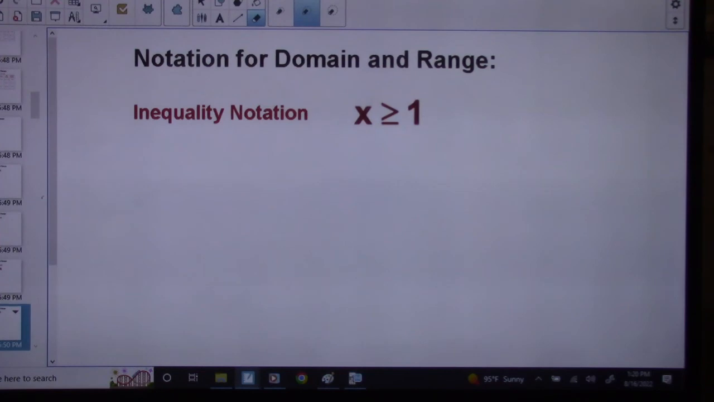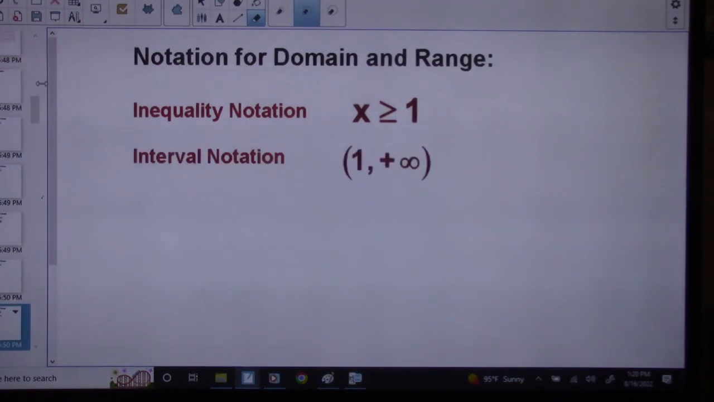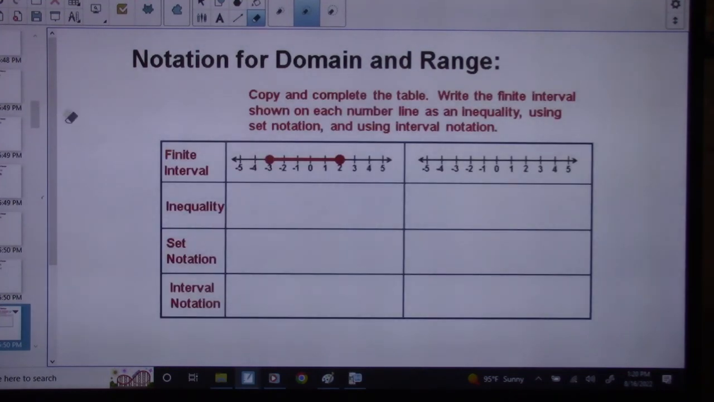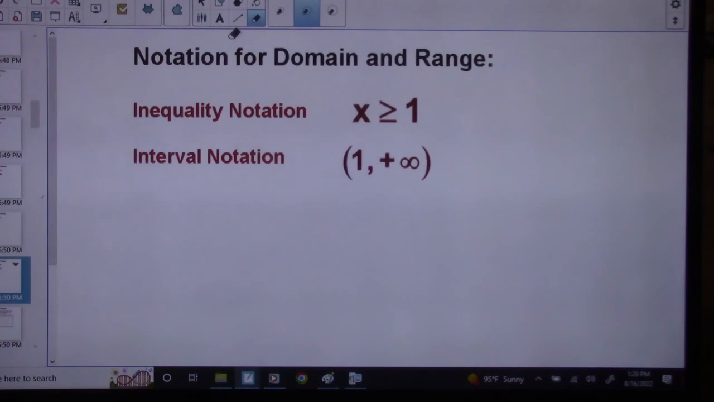Okay, inequality notation, interval notation. And by the way, these are not exactly the same thing. This one here is greater than or equal to 1. This one is greater than 1. So they're not the same thing. But how do we know it's greater than this or what? Okay, great.